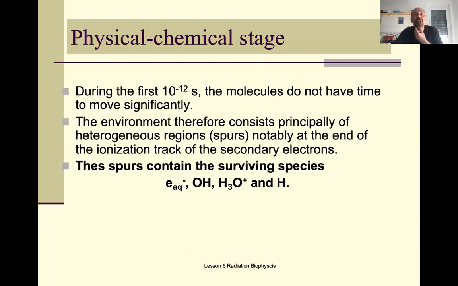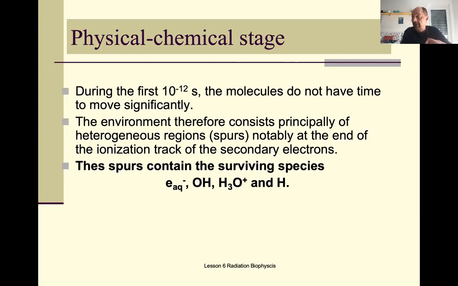During the first 10 to the minus 12 seconds, the molecules don't move very much. They stay where they are created. So at this point, the environment consists of what in chemistry are known as spurs. So they are heterogeneous regions. Generally, as we have seen, toward the end of the track of the secondary electrons, we have seen many times that the interaction of the electrons becomes much higher in the tail, at the end of their track.